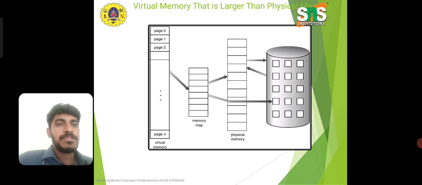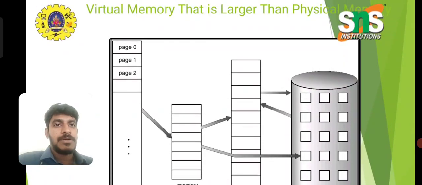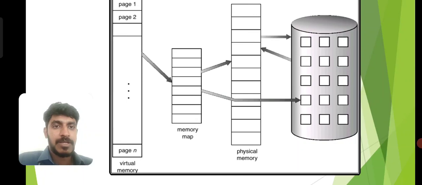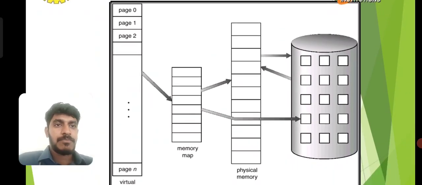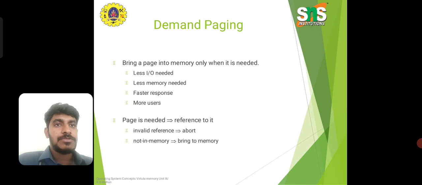In this picture we can see virtual memory that is larger than physical memory. Virtual memory can be in pages, page 0 up to n number of pages. It will be connected to the memory map, followed by the physical memory, then connected to the main disk storage. In this disk storage we have virtual memory that is larger than the physical memory. Next, we are talking about demand paging.